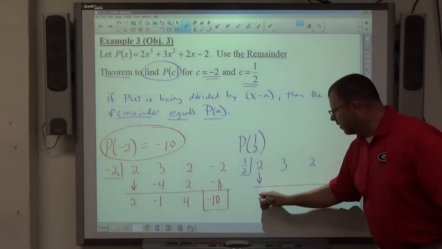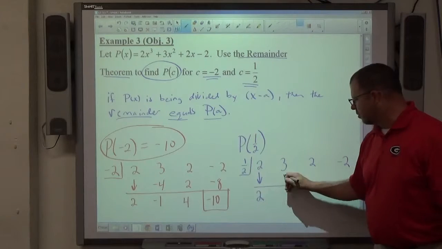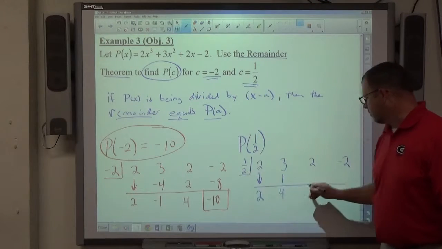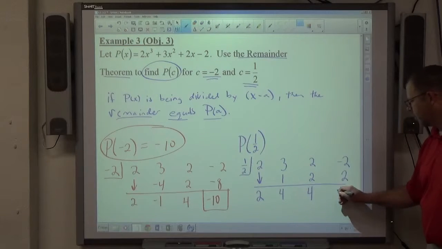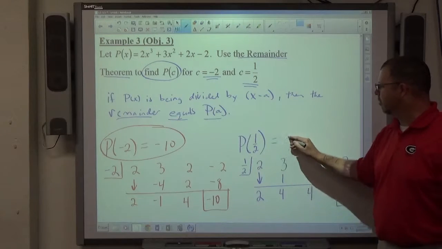The first one down is as is. Half of 2 is 1. 3 plus 1 is 4. Half of 4 is 2. 2 plus 2 is 4. Half of 4 is 2. Negative 2 plus 2 is 0. That means P of a half equals 0.